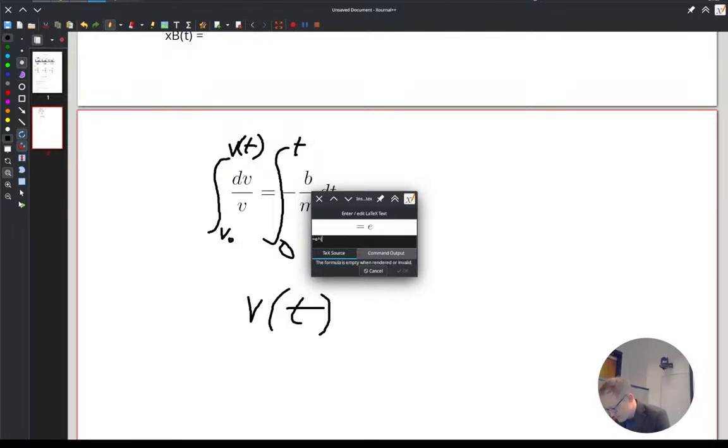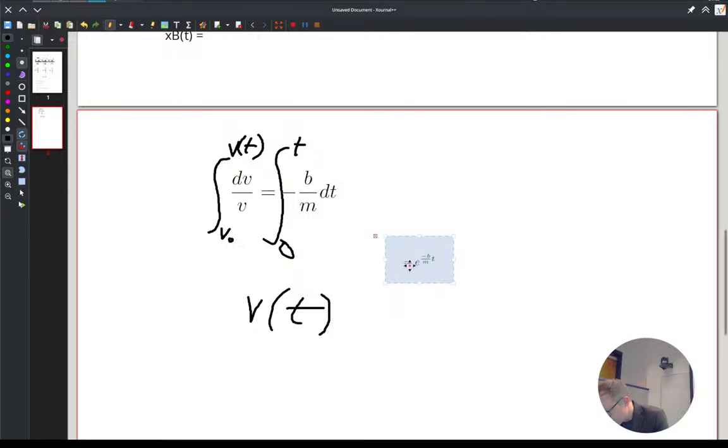So we wanted to say VT equals, right? If that's the case, we wanted to say VT equals something. In that case we just exponentiate. Right, so then we have VT over V initial equals e to the negative b over m times t.